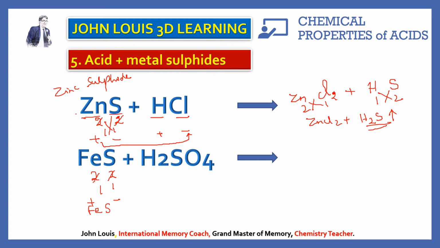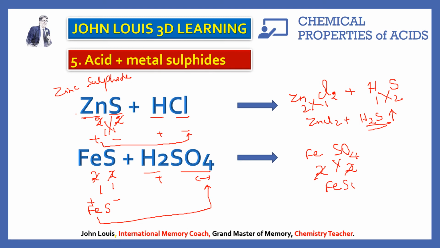Okay, here iron 2 sulfide. Iron is positive, sulfide is negative, that is FeS. Then sulfuric acid, hydrogen is positive, sulfate is negative. Therefore, the positive ion, this iron, will combine with this negative ion sulfate and form iron 2 sulfate. Because it is iron 2 sulfide, therefore iron 2 sulfate. Both valencies are 2, therefore they get cancelled. Therefore, when you interchange, you get FeSO4.